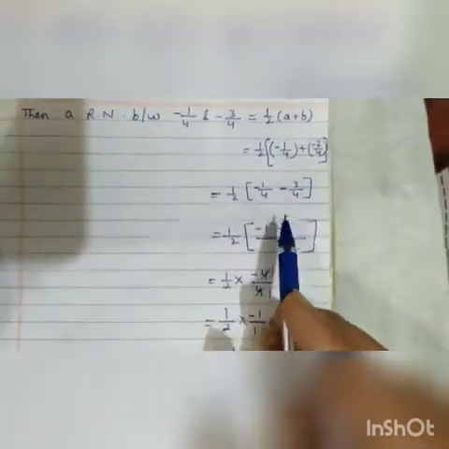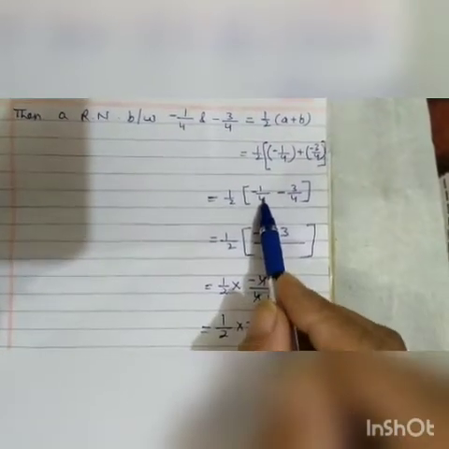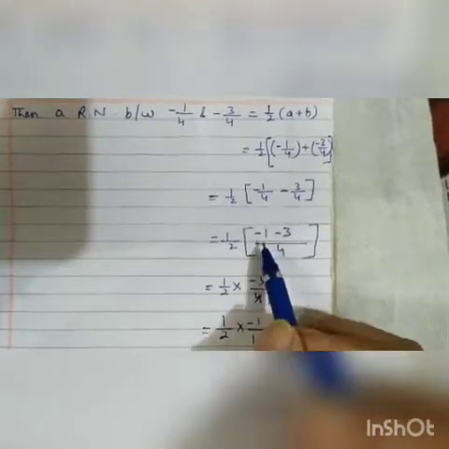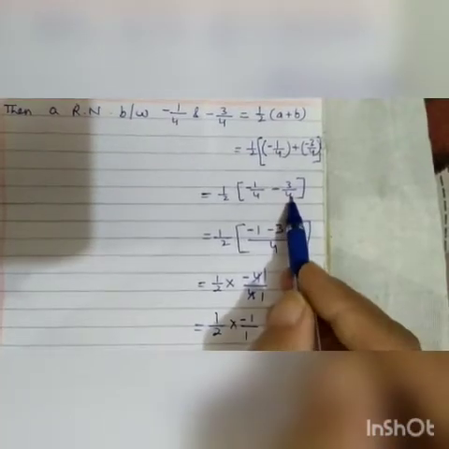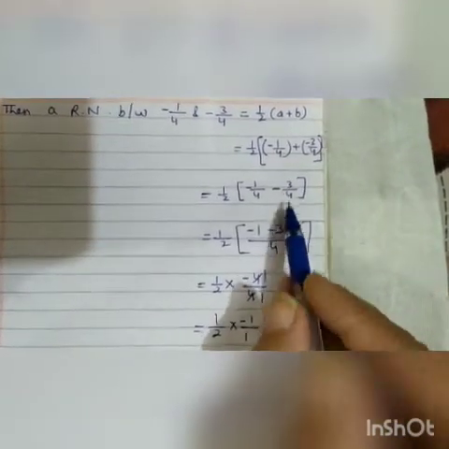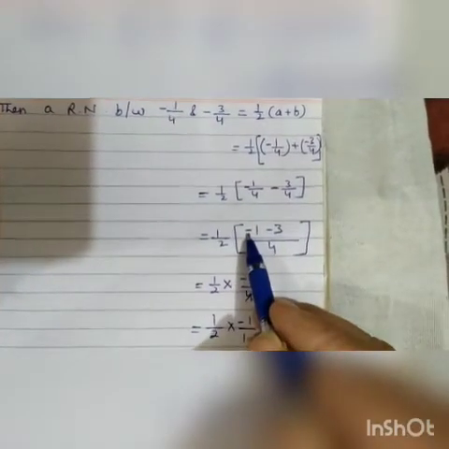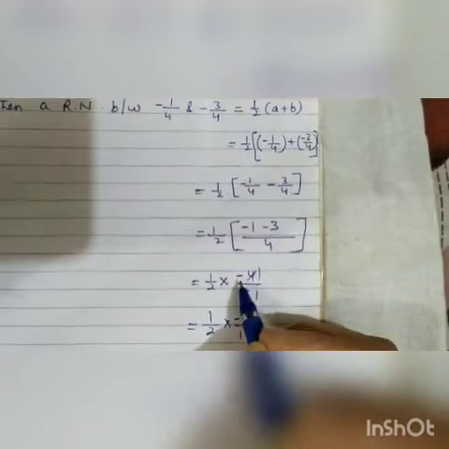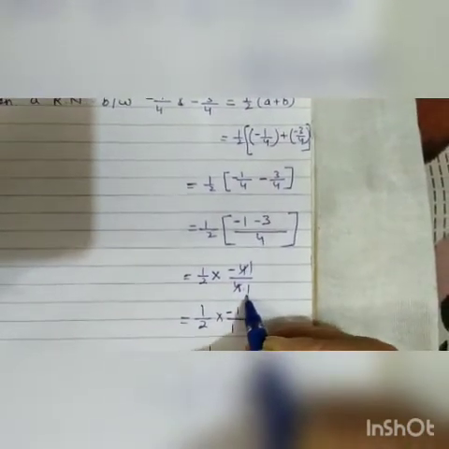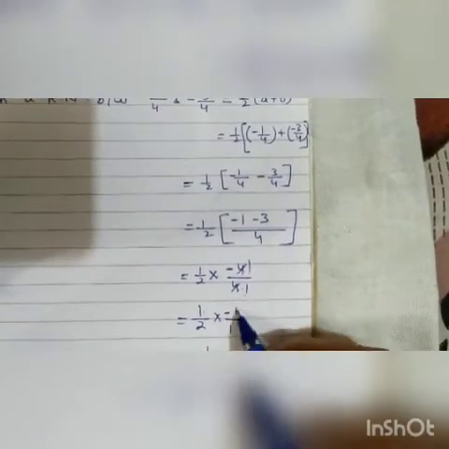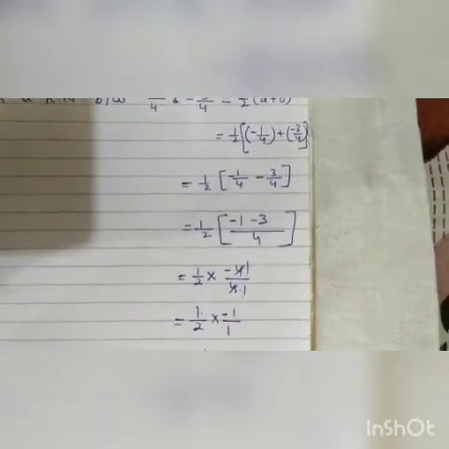LCM of 4 is 4. This 4 divided by this 4 we get 1. 1 multiplied by minus 1 is minus 1. Again this 4 divided by this 4 we get 1. 1 multiplied by minus 3 is minus 3. So 1 upon 2 multiplied by, simplify this minus 1 and minus 3, we get minus 4 upon 4. 4 cancels 4. 1 upon 2 multiplied by minus 1 upon 1. Then 1 cancels 1, minus 1 upon 2.